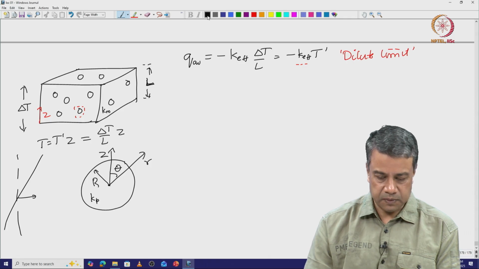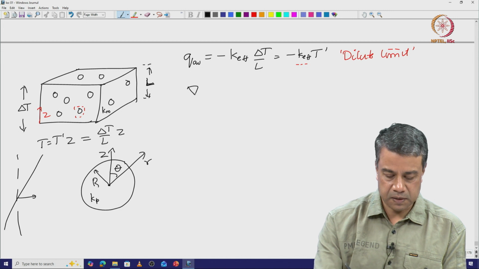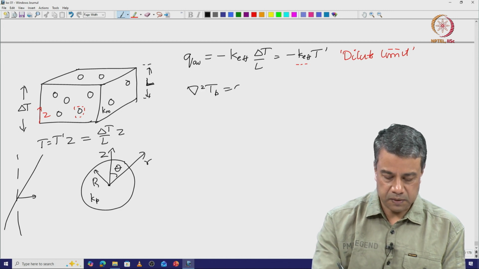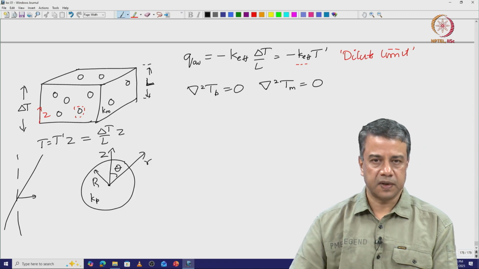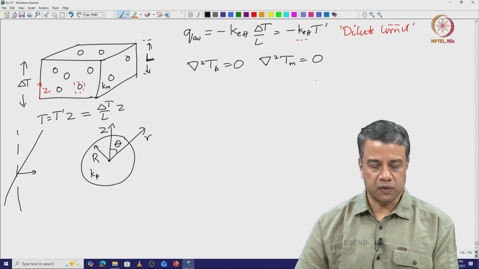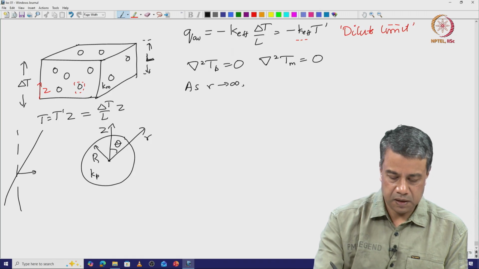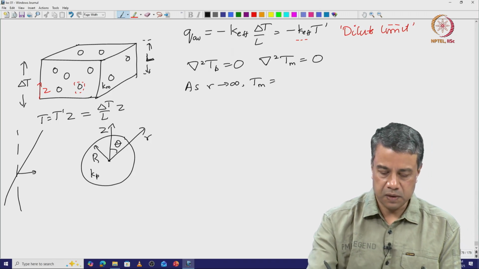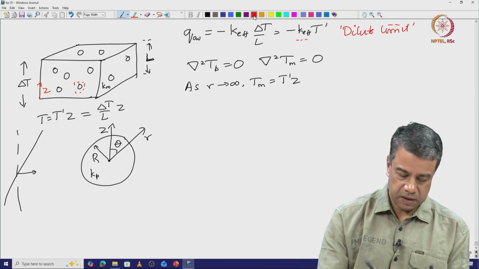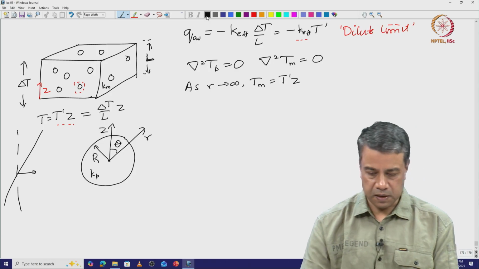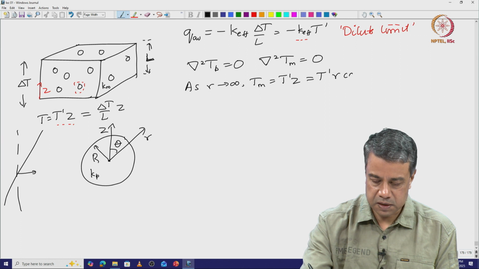So, in this coordinate system we had to solve the heat conduction equation. Del square temperature in the particle is equal to 0, del square temperature in the matrix is equal to 0, with the boundary condition as r goes to infinity, T matrix is equal to T prime Z. Linear temperature gradient far from the particle. Tm is equal to T prime Z, which is the same as T prime r cos theta.